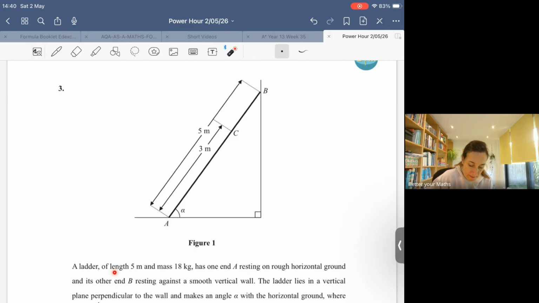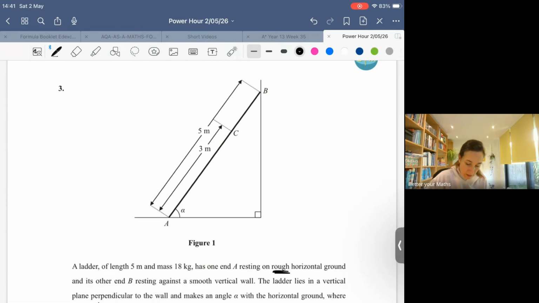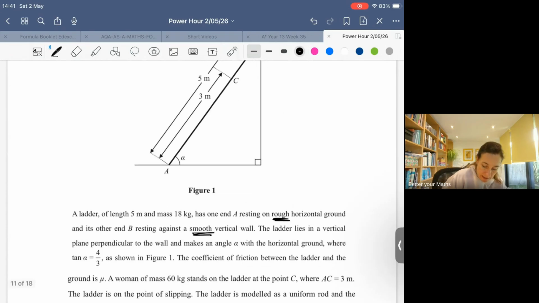So you have a ladder, length 5 meters. This is the ladder, mass 18 kilograms. It has one end A resting on rough horizontal ground, so we are going to have some friction on the ground. The other end B is resting against a smooth vertical wall, very typical, only friction in one. The ladder lies in a vertical plane, at angle alpha, where tan alpha is 4/3.